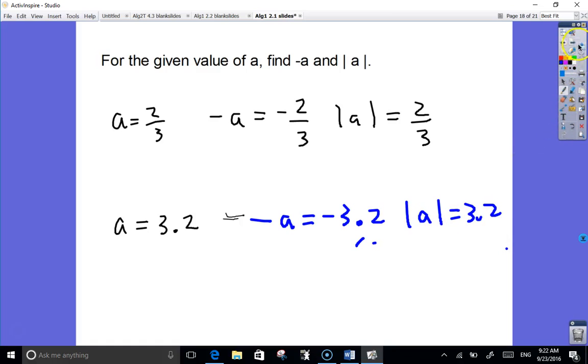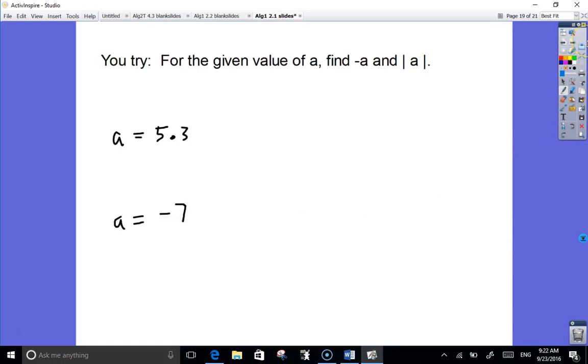Okay, so have you already seen absolute value before? You did. So that's not new. So try these two. This is your you try. Classwork. Chop, chop. You could just tell me if you want.